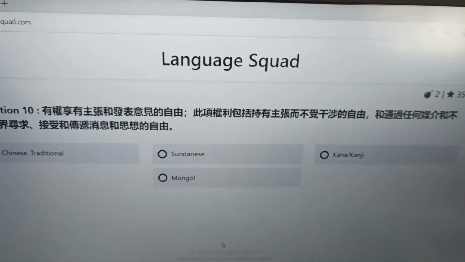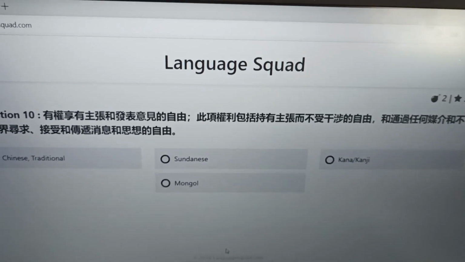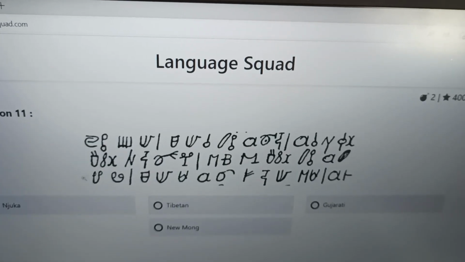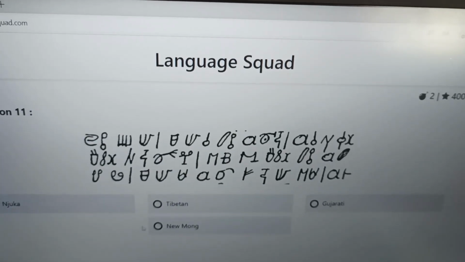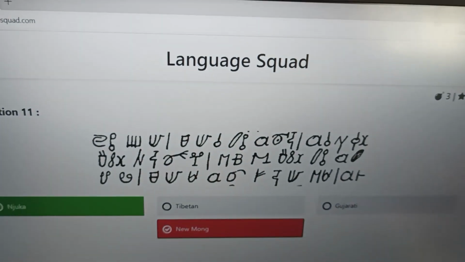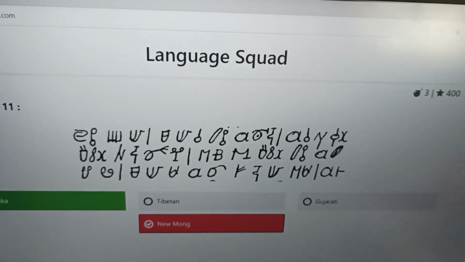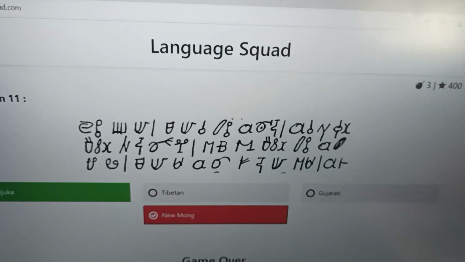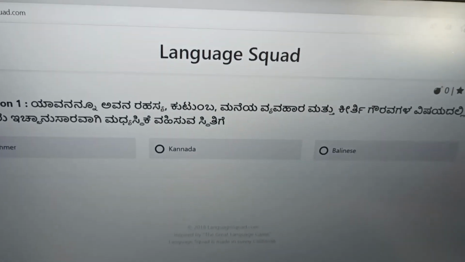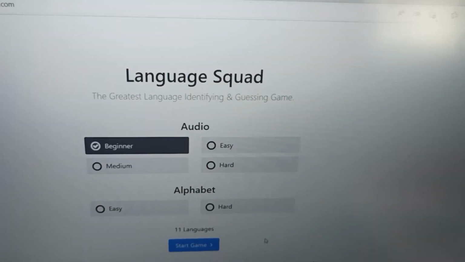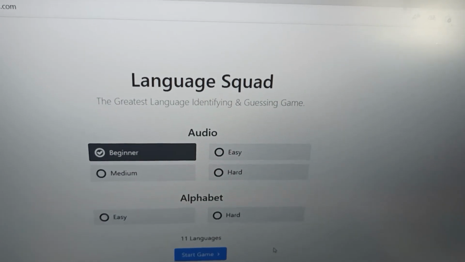This will be much faster than the easy level. Chinese traditional. Okay, Numo. I was thinking about this. So, final score 400. So, question 11. So, let's go with audio. So, beginner is stupid level.